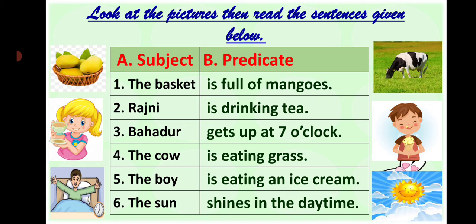The cow, we speak about the cow. What is said about the cow? That it is eating grass. The boy. What is said about the boy? That he is eating an ice cream. The sun. What is said about the sun? That it shines in the daytime.